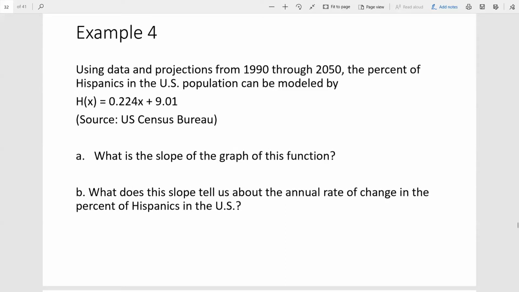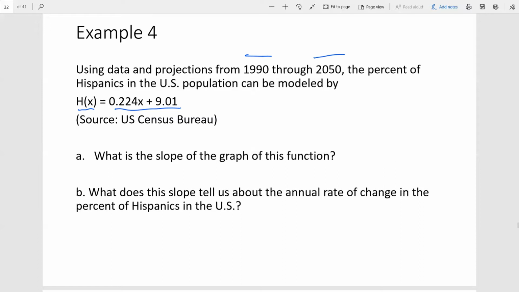We have an equation here, and the notation is h of x as opposed to f of x. And it's the percent of Hispanics in the U.S. population modeled by this equation using data from 1990 through 2050. And it is h of x equals 0.224x plus 9.01.